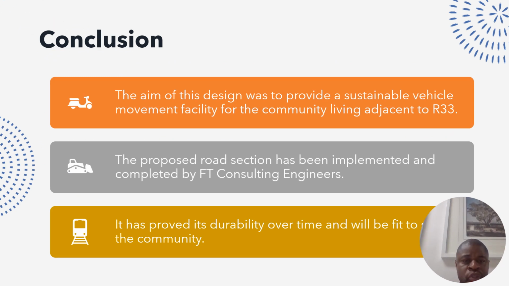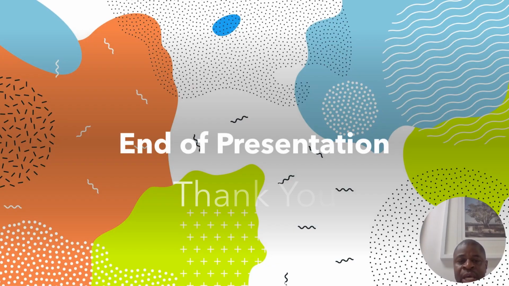I will be moving to our conclusion. The main aim of this design was to provide a suitable vehicle movement facility for the community living adjacent to the R333. Furthermore, durability over time has been provided, and it will be fit for the community to use the road. Those are my conclusions for the project report.